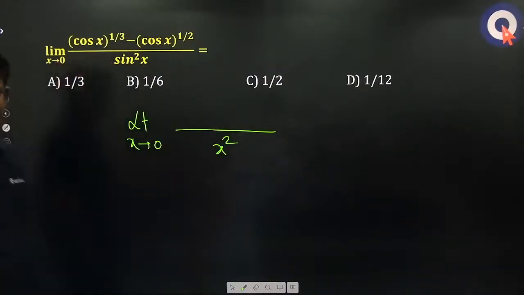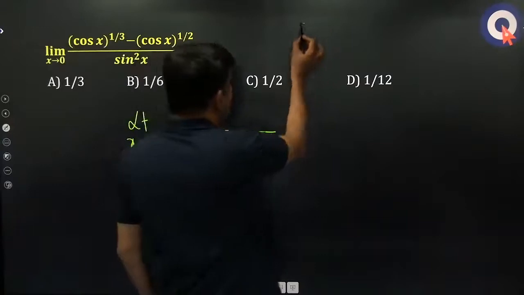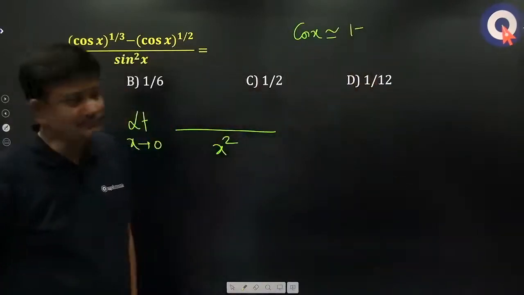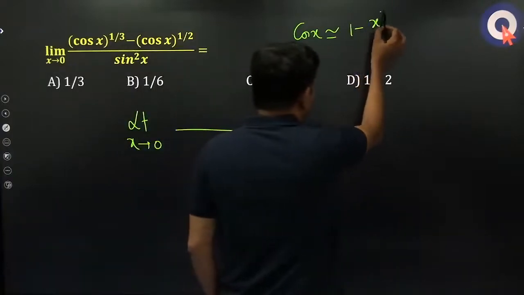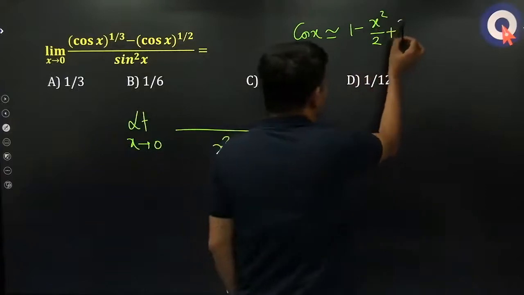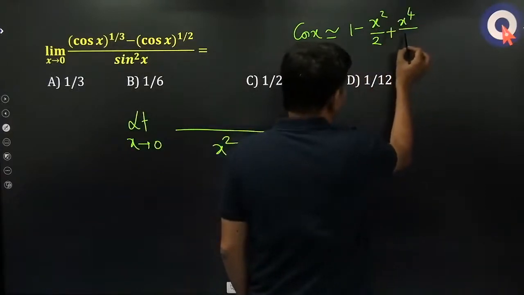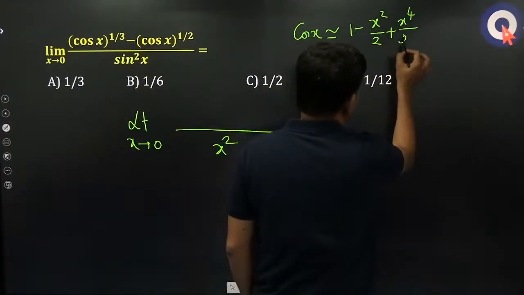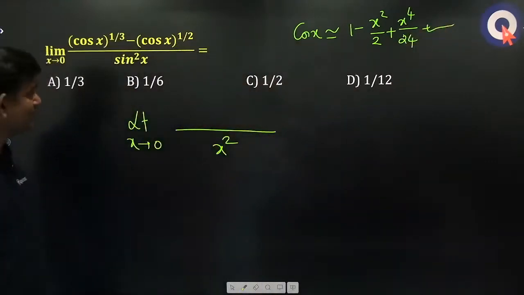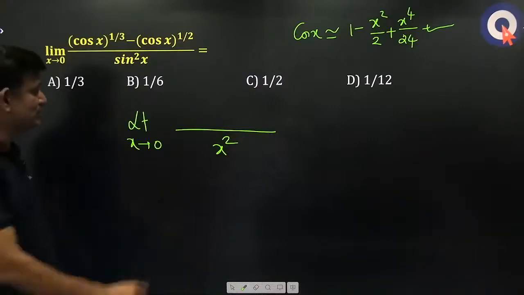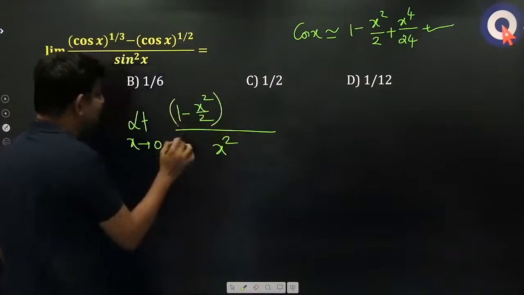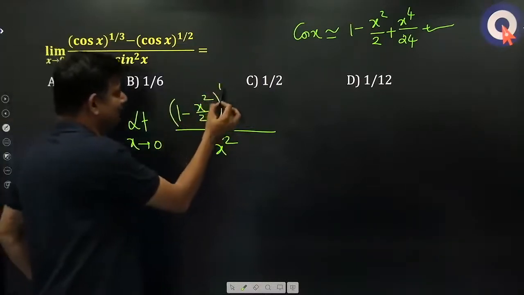Then cos x. Cos x, what is the expansion? Cos x is approximately 1 minus x square by 2 factorial, which is 2, plus x power 4 by 4 factorial, which is 24, plus so on. This is the expansion of cos x. So you want me to use expansion? Happily I can. 1 minus x square by 2 power 1 by 3.